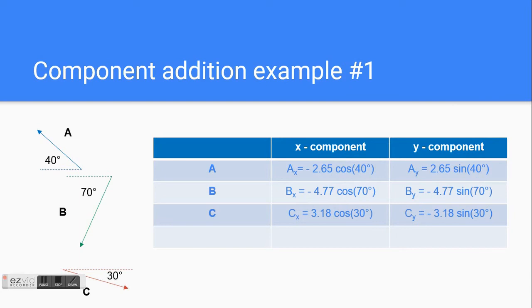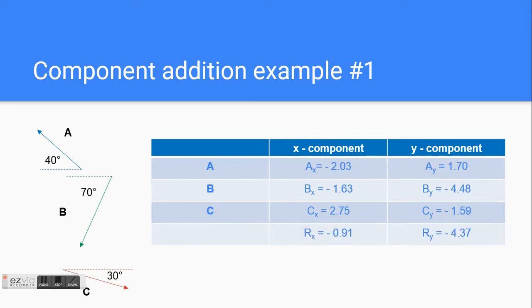B, the x component, negative 4.77 cosine of 70 degrees. It's negative because it points to the left. And the y component is negative 4.77 sine of 70 degrees. Negative because it points down. C, the x component, 3.18 cosine of 30 degrees. And the y component, negative 3.18 sine of 30 degrees. If you calculate all these components, there's what you get for A, B, and C.